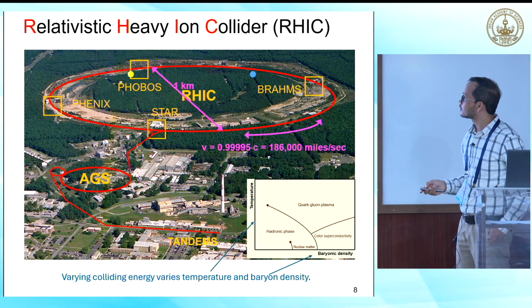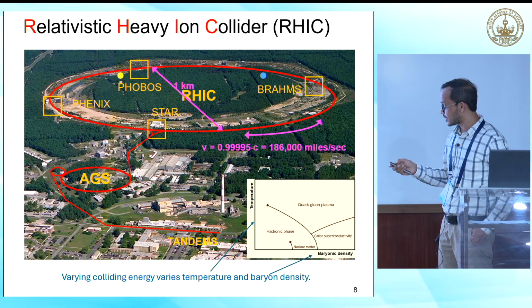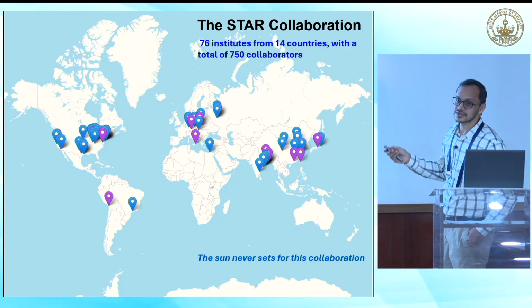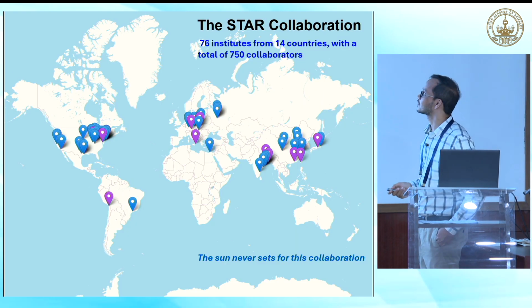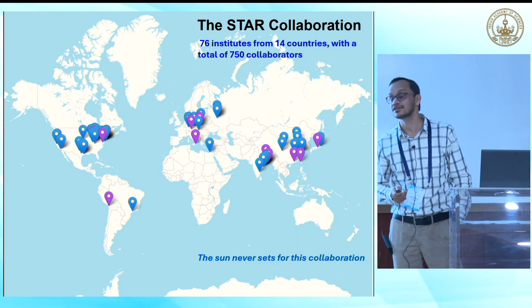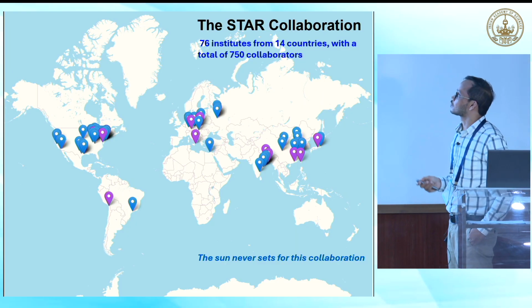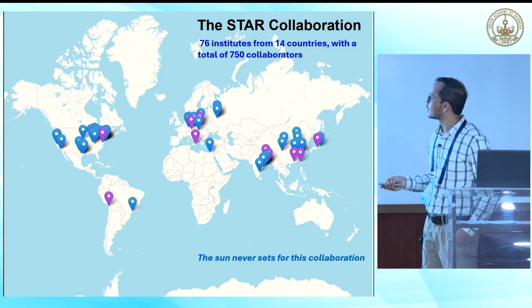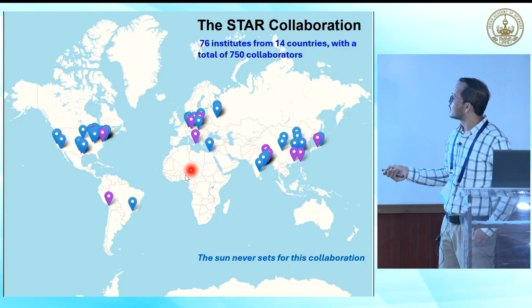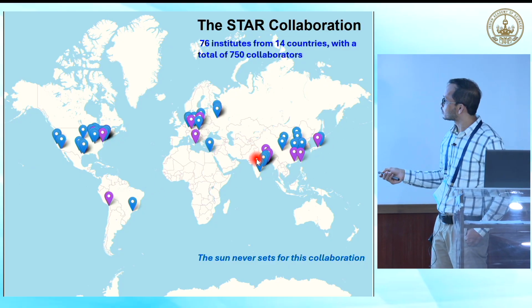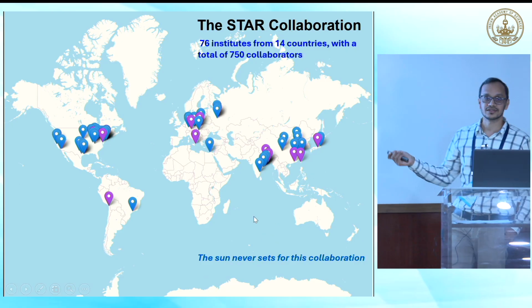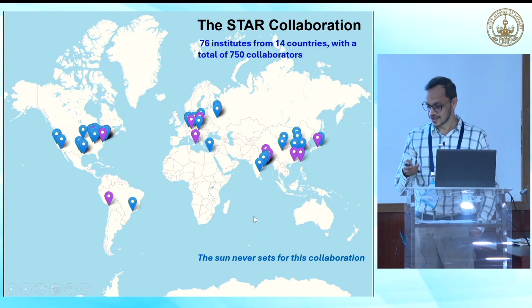This one kilometer is the diameter. If you look at the STAR collaboration, there are 76 institutes from 14 different countries who are working, a total of 750 collaborators. This is the map where the location of each institute is given. There are a few from India. So you can see from this map that the sun never sets in this collaboration.